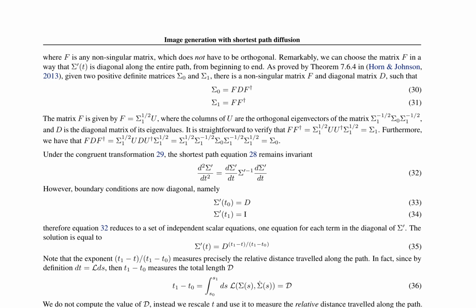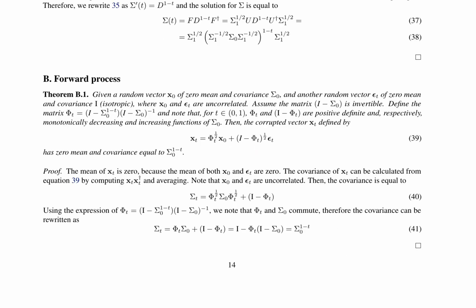The forward process is then introduced, where a corrupted vector xt with zero mean and covariance sigma(1 minus t0) is generated. A theorem is presented, which states that the covariance of xt equals sigma(1 minus t0). The proof of this theorem involves rigorous calculations, demonstrating the mathematical foundations of the shortest path diffusion method. This method is employed for image generation, leveraging the shortest path diffusion process to produce high-quality images. The technical underpinnings of this approach are rooted in the mathematical concepts and methodologies presented, providing a robust framework for image generation.